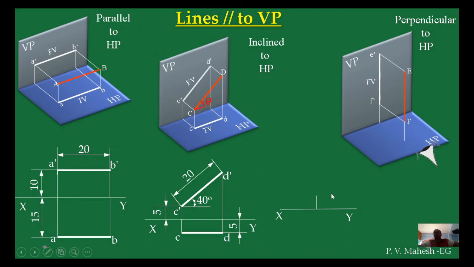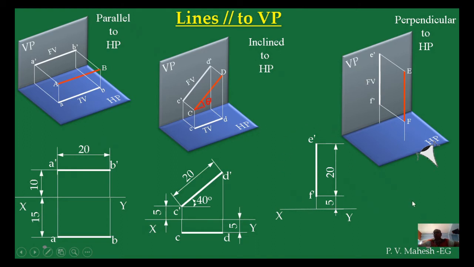So in this question I am taking the distance of F from HP as 5 mm, so F is 5 mm above HP, so F dash is 5 mm above XY. So the front view, as I said, is true length, so it is 20 mm. So from here to here you take 20 mm and this is the front view. So the front view is done.